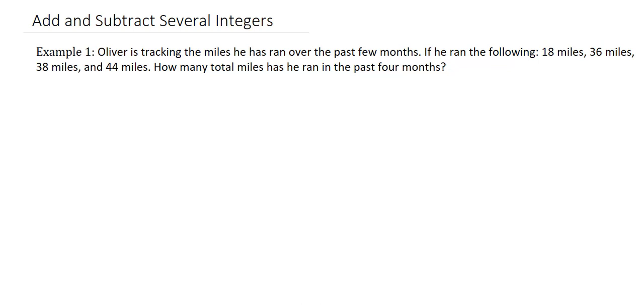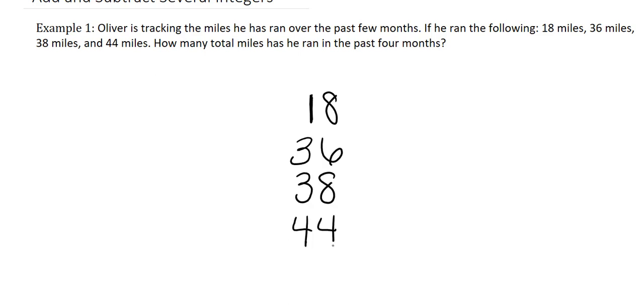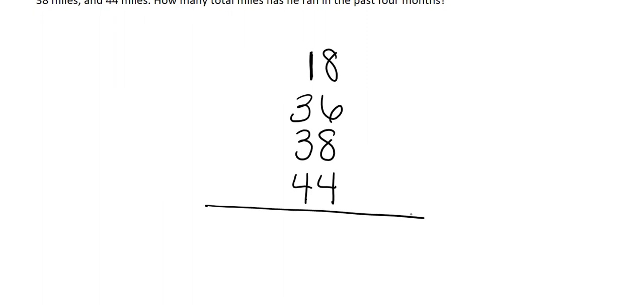So let's go ahead and list out all of these. So we'll go 18, 36, 38, and 44. Notice we're lining up the ones together and then the tens together, and that's all we have in this. So we can just go ahead and start adding. So 8 plus 6, well, that would be 14, plus another 8 would be 22, plus 4 is 26. So we put a 6 below, carry the 2 to the 10 spot.